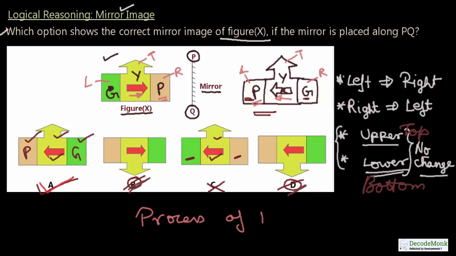Process of elimination is very important when you attend objective questions, where you eliminate wrong answers, and then you are left with few seemingly correct options, and then you may check with respect to left and right whichever is correct, which will help you to arrive at the right answer. Practice more such questions to make you an expert in finding mirror images.